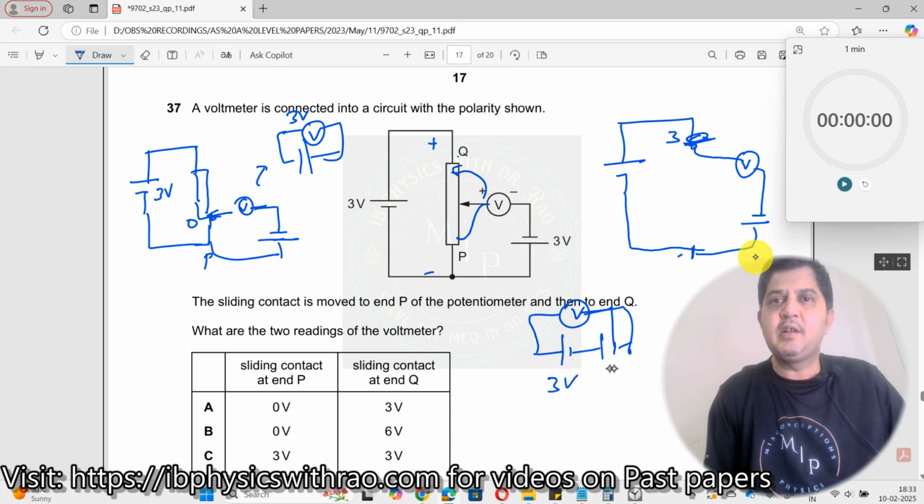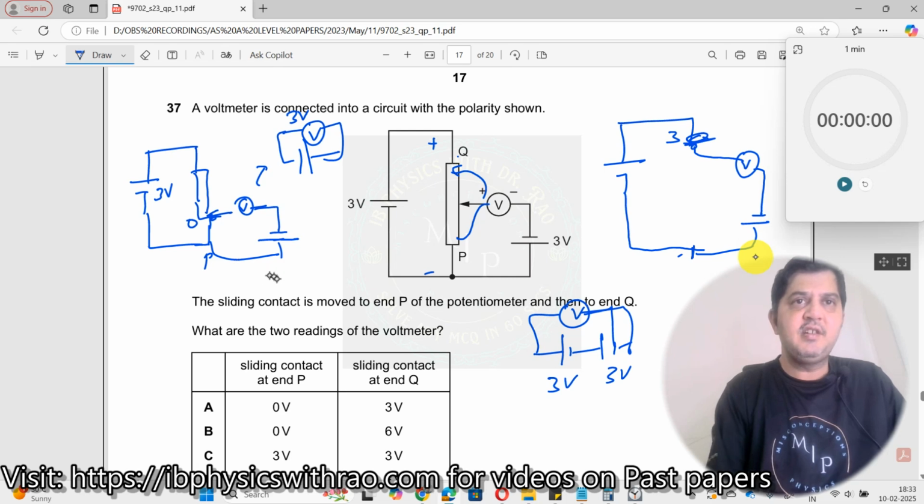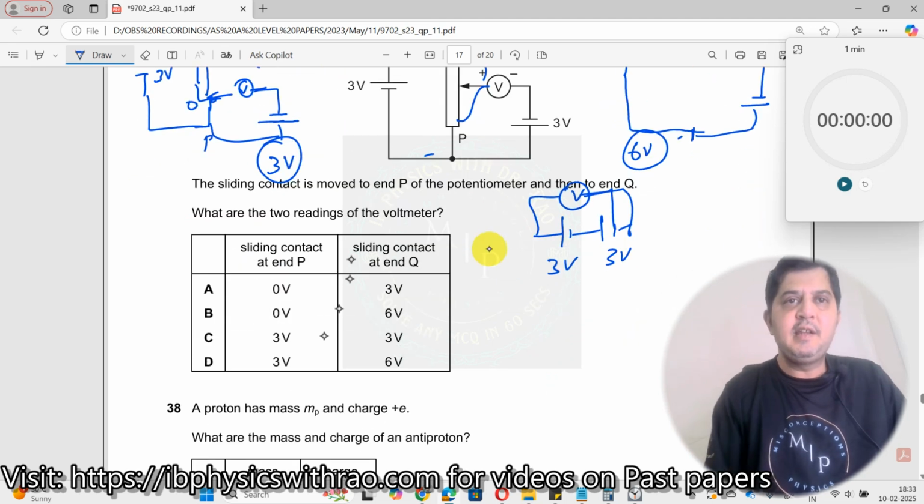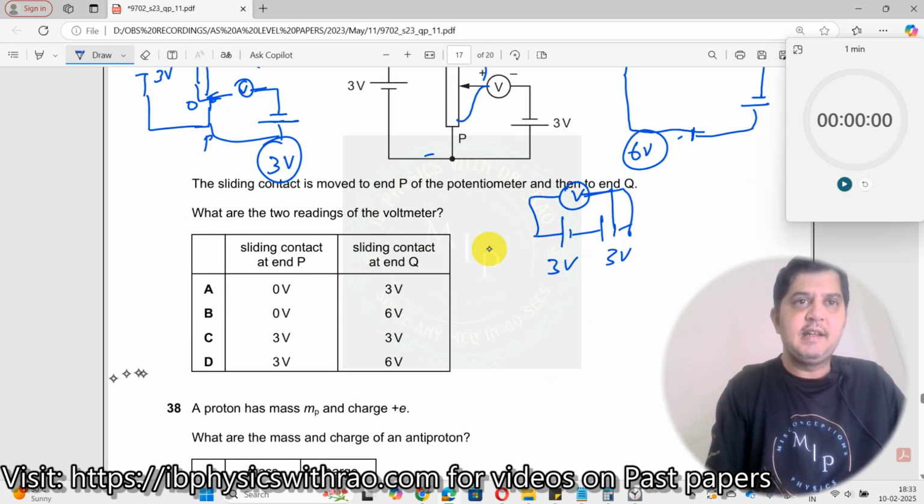So this is 3 volt, this is 3 volt. So what's the total voltage? 6 volt. Therefore, in the first configuration, the voltmeter will record 3 volt. In the second configuration, it will record 6 volt. So this should be your answer. 3 volt and 6 volt. At P, it is 3 volt. At Q, it is 6 volt. The answer should be D.